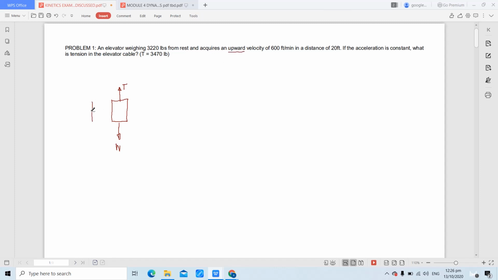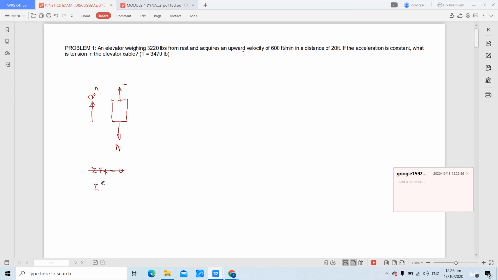Therefore, we use a solid arrow. The acceleration is not yet given, but we know the motion. Now, if we consider the summation of forces along x, the horizontal axis, we have no force there, right? And there is no motion there. Therefore, it is equivalent to 0. So we can't use that, because we are not considering any horizontal forces.